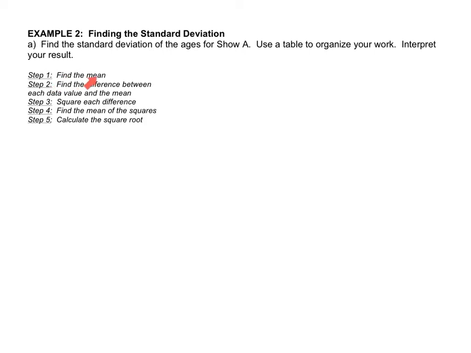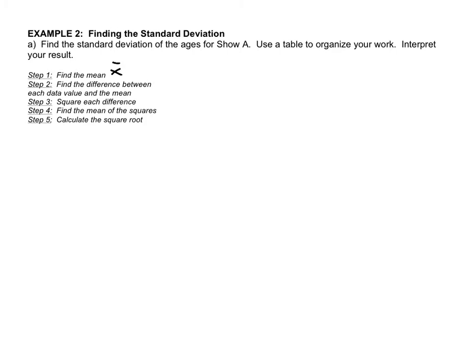So first you have to find the mean, right? Remember we called that x bar. Then you have to find the difference between each value and the mean. Then you're going to square each difference. Then you're going to find the mean of the squares, which is when you divide by the number, because that's how you find the mean of anything. And then we're going to calculate the square root.